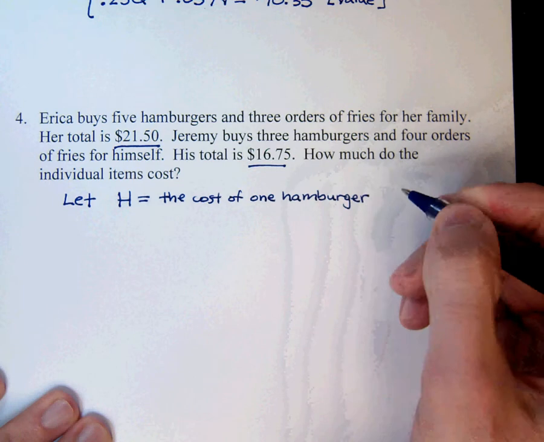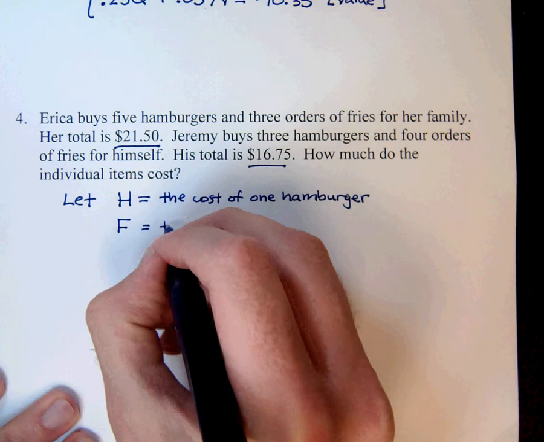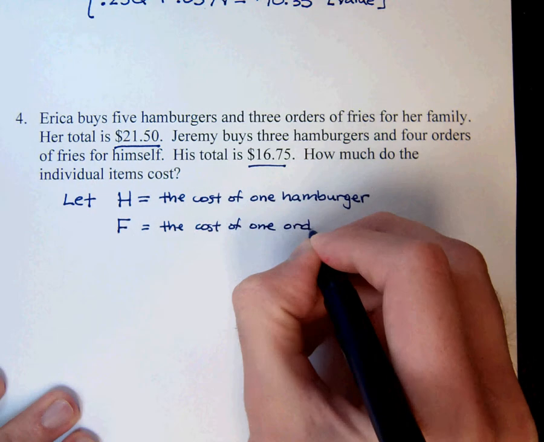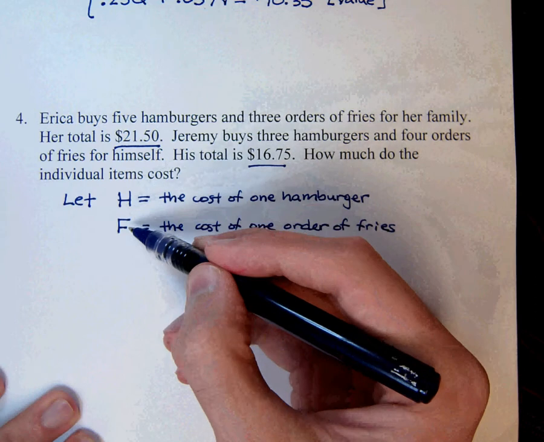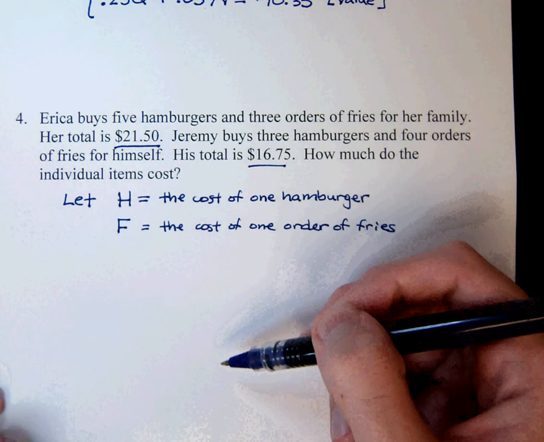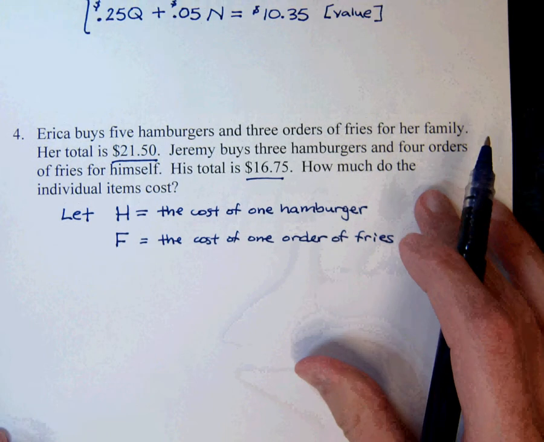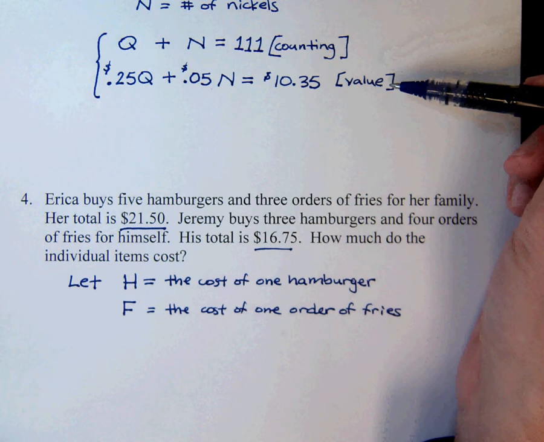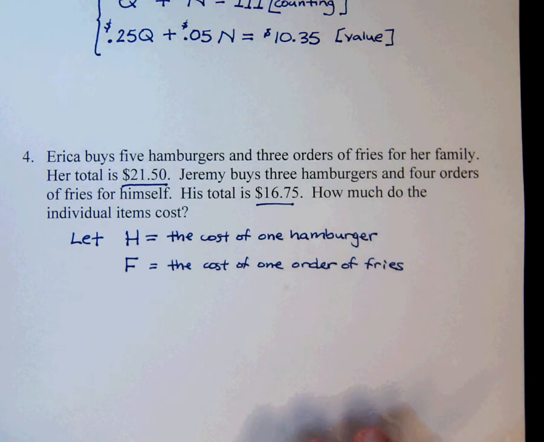And if we let h be the cost of 1 hamburger, maybe we should let the variable f equal the cost of 1 order of fries. That way, when we have the h and the f all in our system of equations, it's going to make sense that h is for the cost of a hamburger, and f is for the cost of fries. Now, unlike the problem that we just got done setting up, we don't have a counting or a value equation. Instead, we're going to have 2 different people's orders.